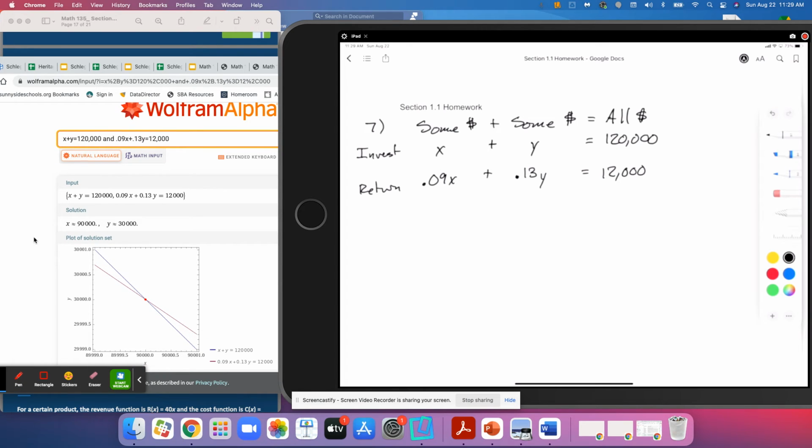Wolfram says that it's going to be x is 90,000 and y is 30,000. Now you'll notice hopefully that 90,000 and 30,000 together make 120,000, which is how much she is investing. X is the 9% fund. Y is the 13% fund. So we can say that she should invest 90,000 in the X fund, which is the 9% fund.